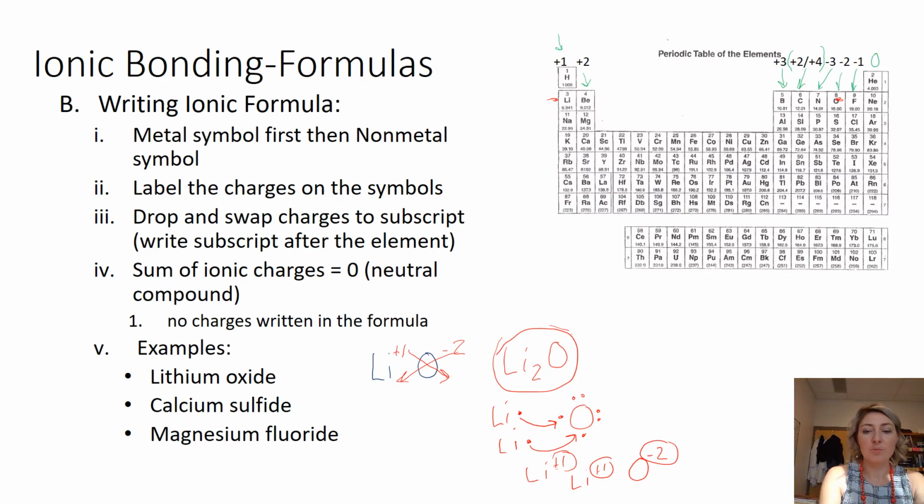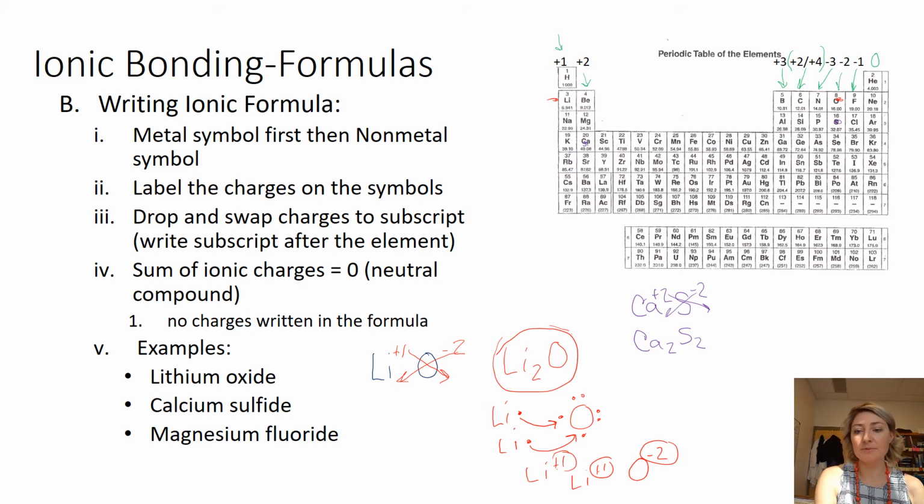All right, let's work through another example. Let's do calcium sulfide. The symbol for calcium is Ca, and it is right here, so it has a +2 charge. And sulfur is right here, and it has a -2 charge. Okay, so our next step is to drop and swap those charges. So I have Ca2S2.